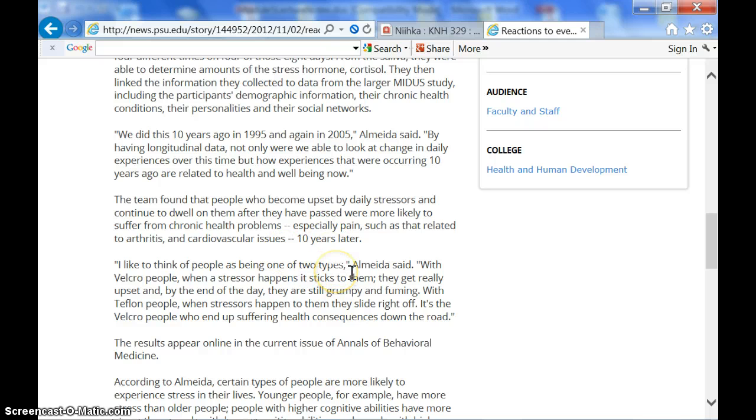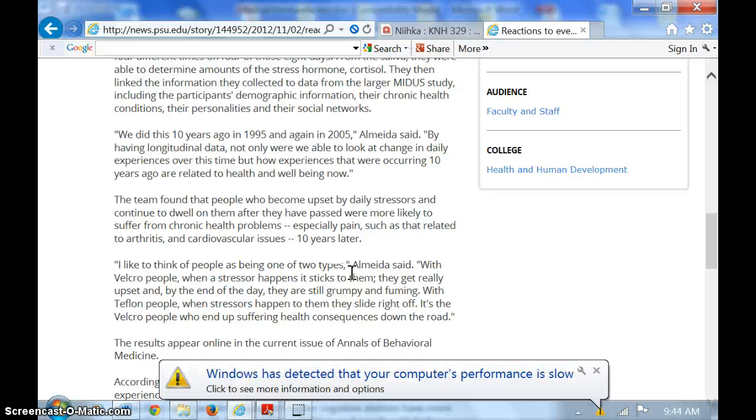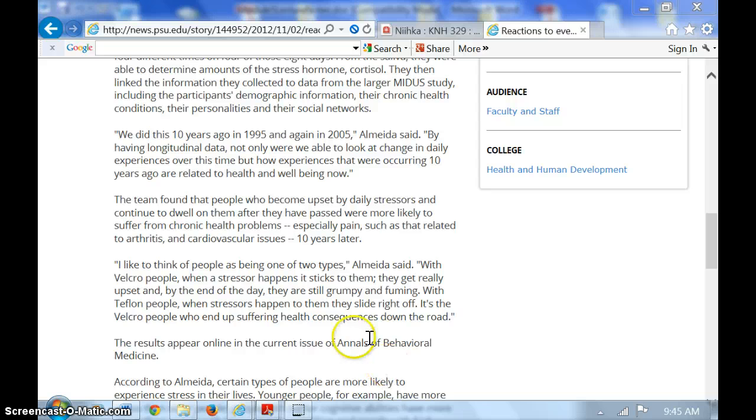So they kind of, and again, maybe not so much black and white, but they kind of break people up into two types. You have the Velcro people, and you have the Teflon people, and you can kind of get these images in your mind. With the Velcro people, they kind of hang on to these stressors or stress. They get very upset. By the end of the day, they can be grumpy, and so on and so forth. Teflon people, stressors happen to them, they slide right off.